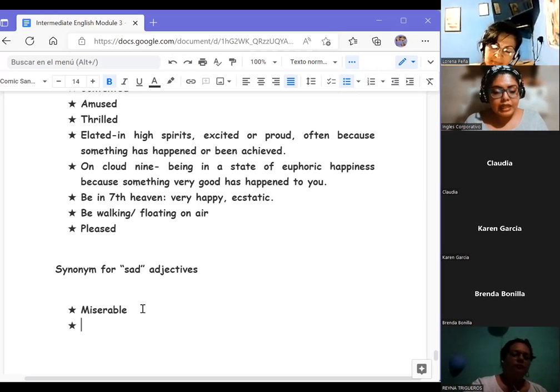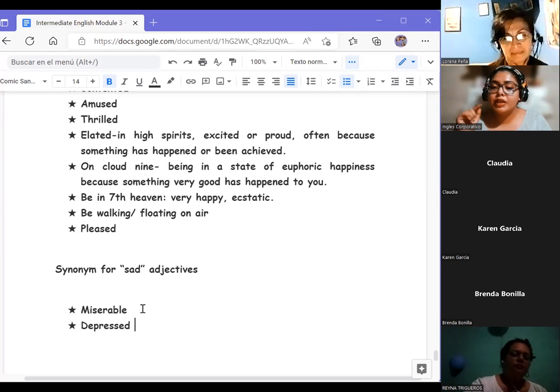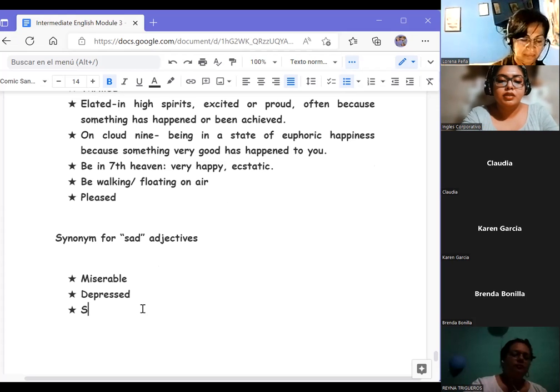Then we have another one that is depressed. That is another word that is related to the word sad. In that case, obviously, we are talking about a person that is low in spirit, feeling unhappy and without hope, suffering from clinical depression. That is something very, very bad, because it's something that we need to talk about with a professional when we are having this clinical depression. Then we have sorrowful.